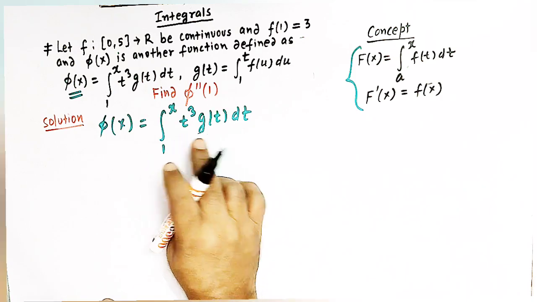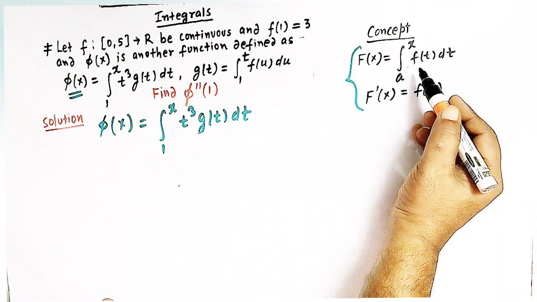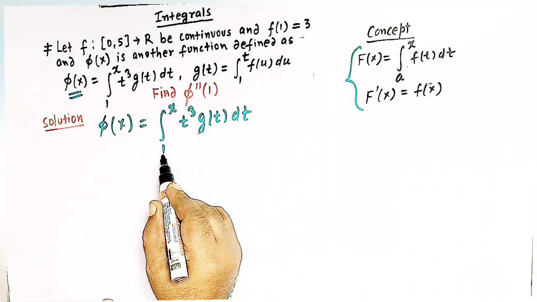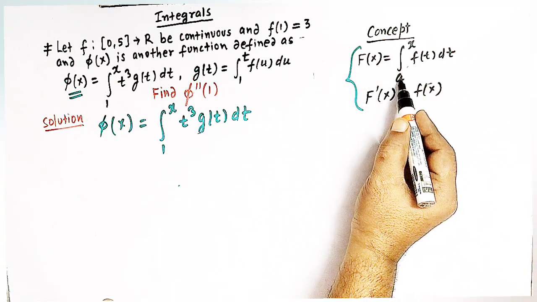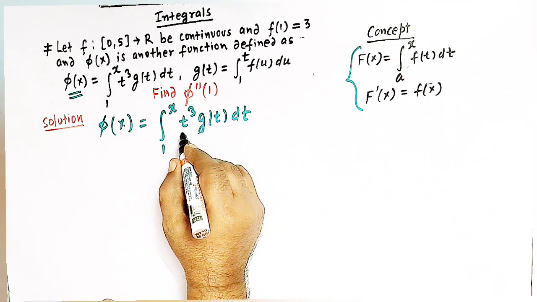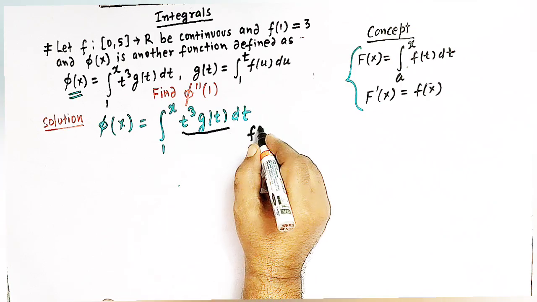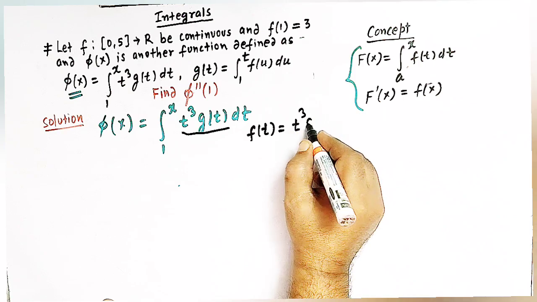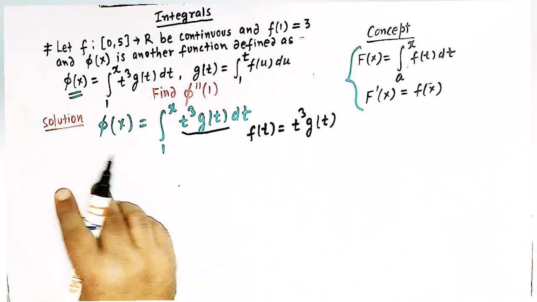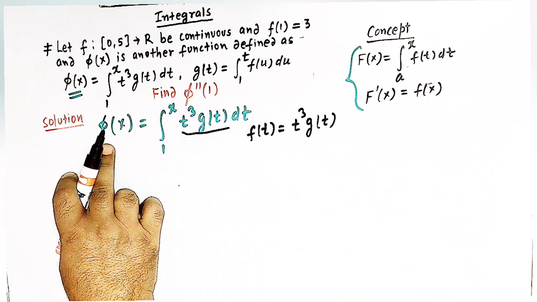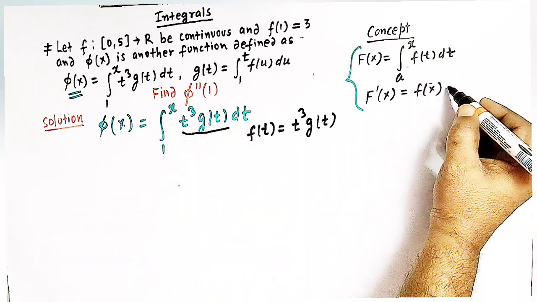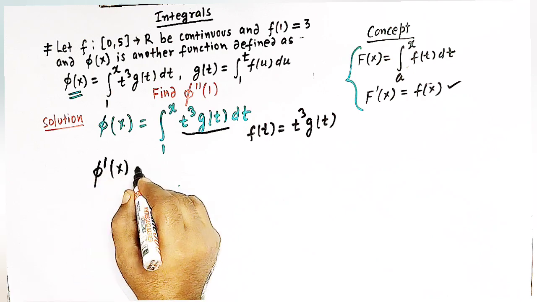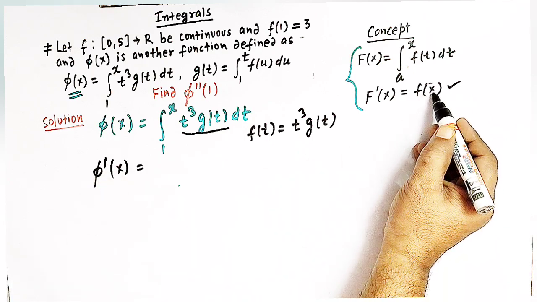So let us differentiate both sides with respect to x and use this concept. Now let us compare this integral with this one. Here we have x, here also we have x, and here we have 1, here we have a. So a can be taken as 1, and this function can be taken as f of t. So f of t is t cube g of t. So if we differentiate both sides with respect to x, then due to this result, we can get phi prime of x is equal to f of x, right?